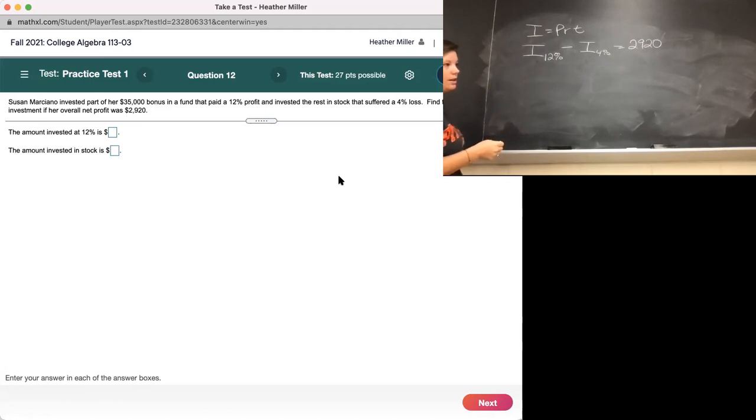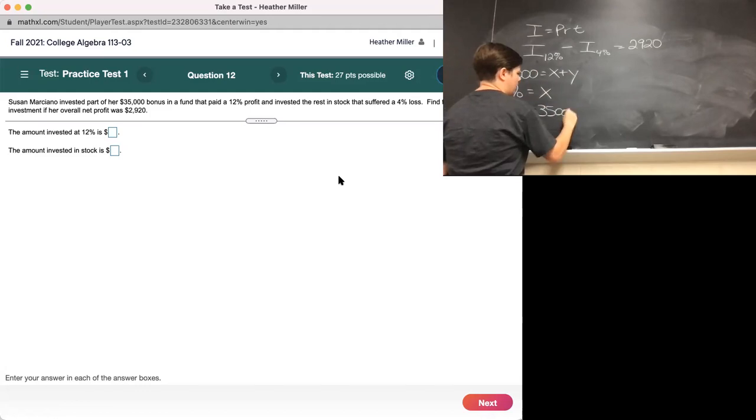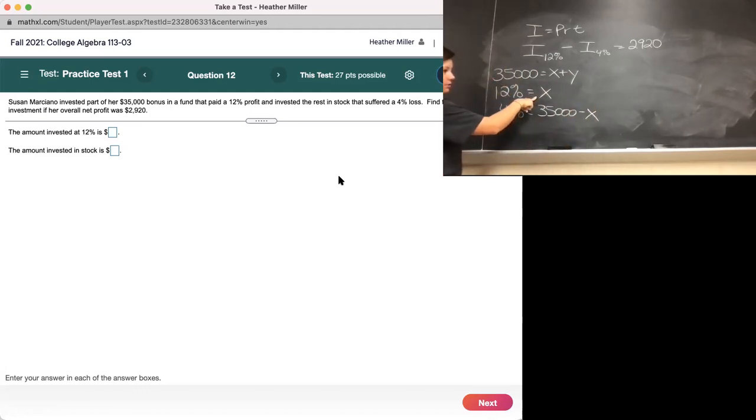So here's the thing that you can do. You can either say we have $35,000 and we're investing X and Y at the different ones. That's totally fine. Or you can think about it like this. We have 12%, and at 12%, we don't know what it is. And at 4%, we also don't know what it is. But we know that it's going to be $35,000 minus whatever we invested at the 12. No matter if you think about it in X and Y, or if you think about it like this, you're going to get to the 35,000 minus X because you'd have to solve. So it's just really how your brain kind of works with that.